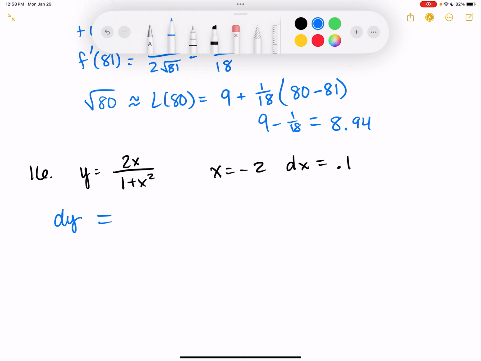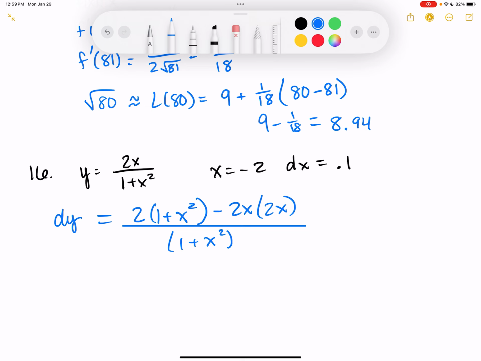Okay. So the derivative of the top, 2, times the bottom, 1 plus x squared. Minus the top, 2x, times the derivative of the bottom, 2x, all over 1 plus x squared, squared. And then what do I put on the end? dx.